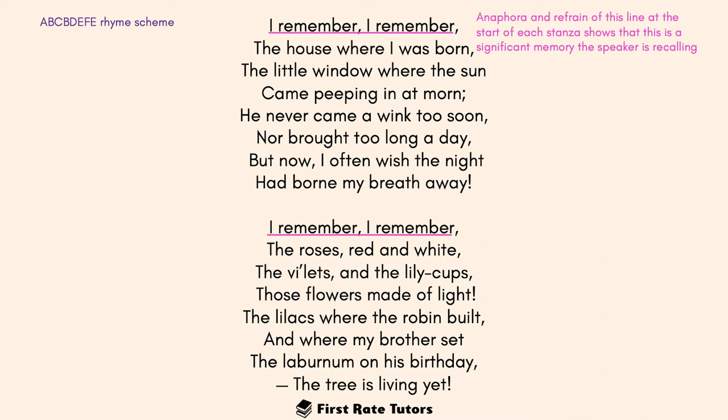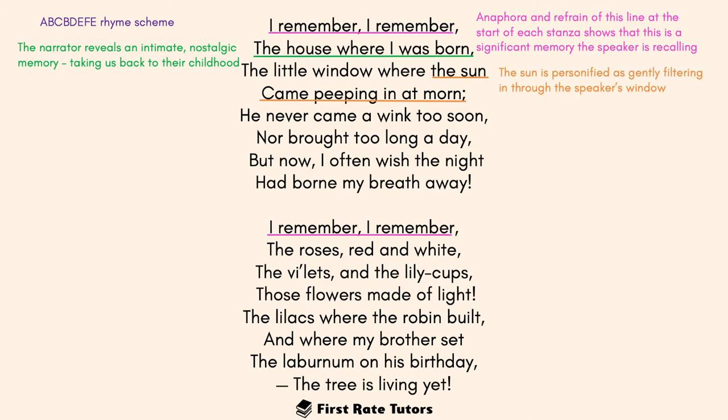And this refrain at the start of each stanza shows that this is a significant memory that the speaker is recalling. They talk about the house where I was born. So what the narrator is showing here is they are reflecting on a very intimate and nostalgic memory, taking us back to their childhood, which seems to have been really idyllic and perfect. They mention the sun came peeping in at morn. So the sun is personified as peeping in, really gently filtering in through the speaker's window. So nature seemed to be in harmony with this person when they were younger.